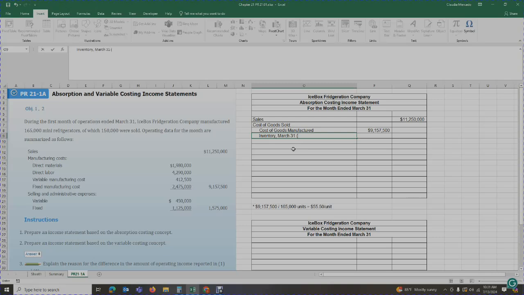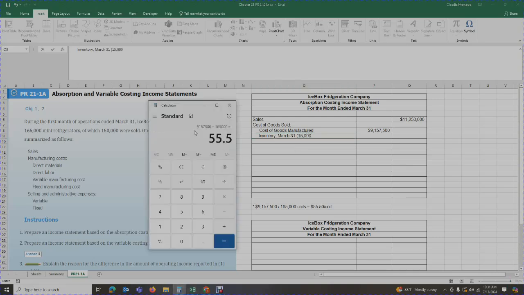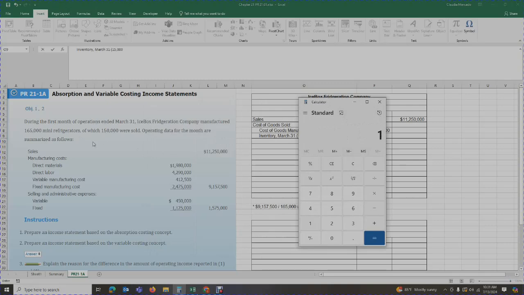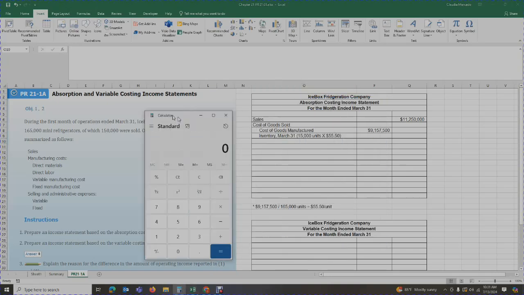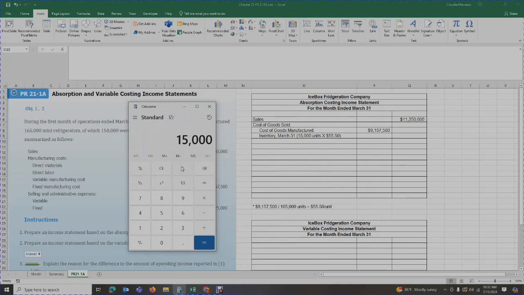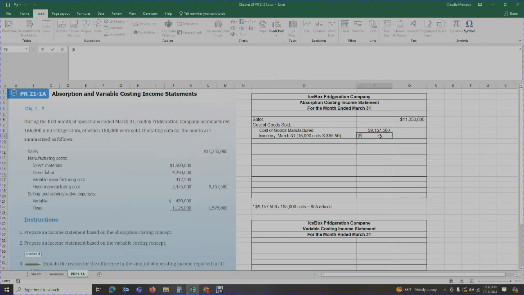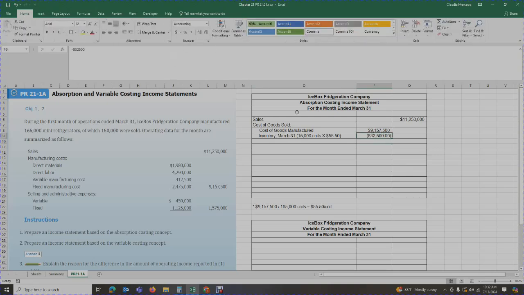Well, I know that I did not sell 15,000 refrigerators. And how do I know that? Well, the problem tells you that you manufactured 165,000 and you sold 150,000. So that means you have 15,000 refrigerators that you have not sold. So that's 15,000 units, and I'm going to multiply it by the $55.50 per unit, and let's see what that gives us. 15,000 times 55.50 gives me 832,500. So I am going to deduct those 832,500 because that is not cost associated with my sales for the month or my cost of manufacturing, because those goods have not been sold in the month of March.